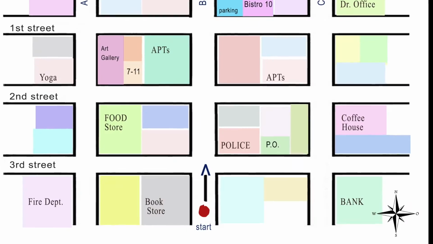Go straight to the next intersection, which is 3rd Street. And at that intersection on the far right corner is the police station. Take a right. On the left side, next to the police station, is the post office. Yeah, right there.